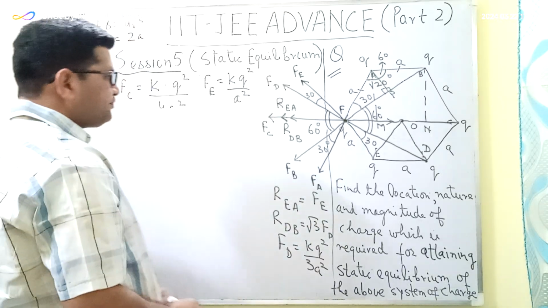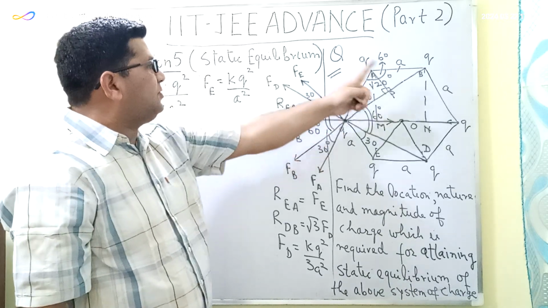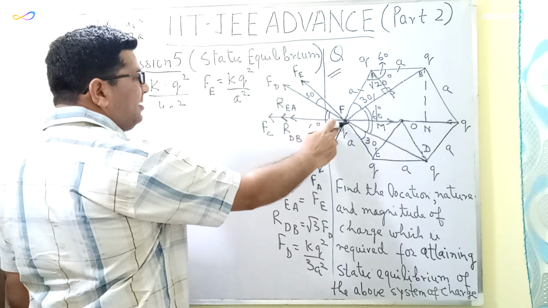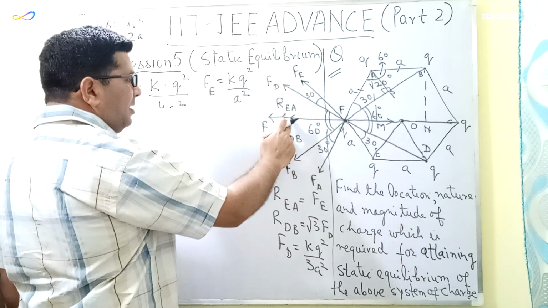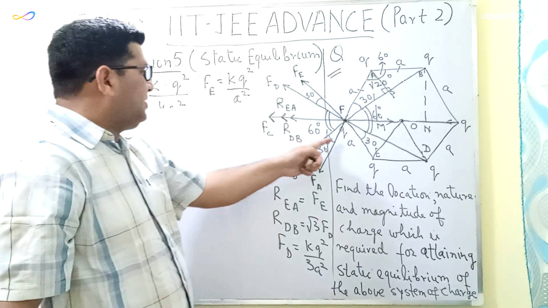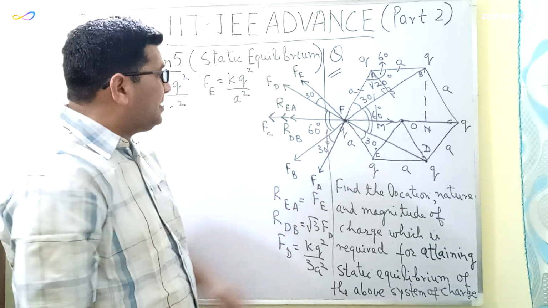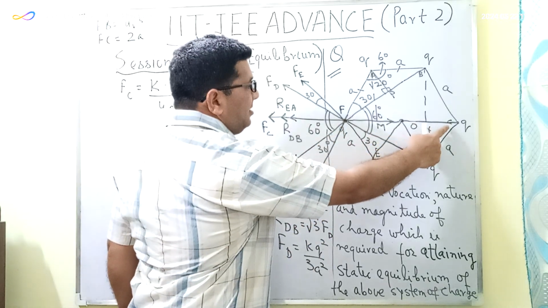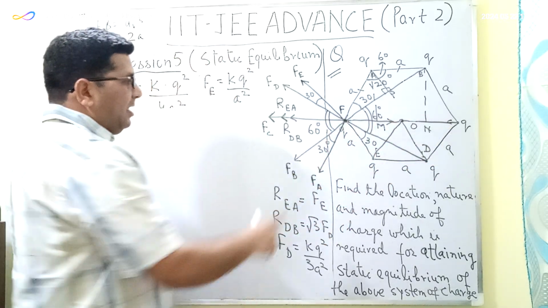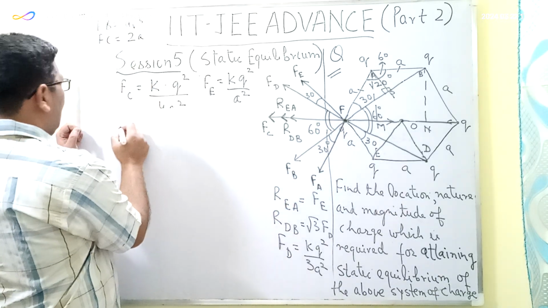So the resultant electrostatic repulsive force on this charge Q due to these 5 charges will be acting in the direction as indicated by this arrow. This is the arrow, and this means the direction of the electrostatic repulsive force will be along the line joining this point C and F, and it will be directed away from this charge on the left hand side.